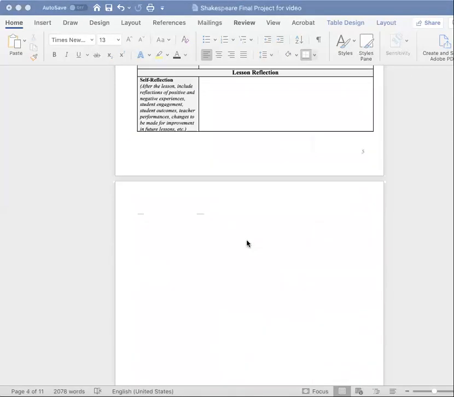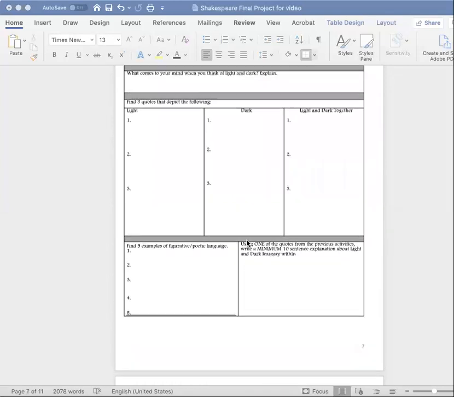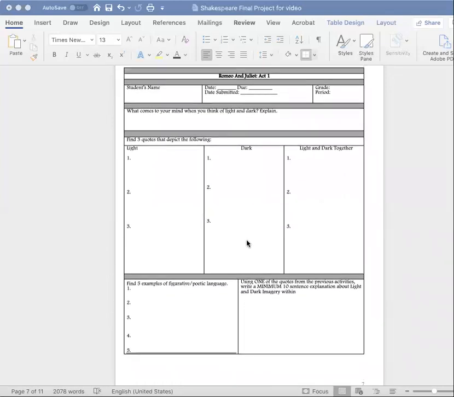So what you're seeing here on your screen right now is a bell ringer activity that would take the first 5 to 10 minutes of your period. So students would simply write the attributes of both light and dark on either side just to get their brains thinking in the realm of comparison. So obviously their name, their grade, 11th grade is what this lesson is geared towards. So what comes to your mind when you think of light and dark, and then really having them explain, well, why do you think that? Instilling those creative or critical thinking skills.